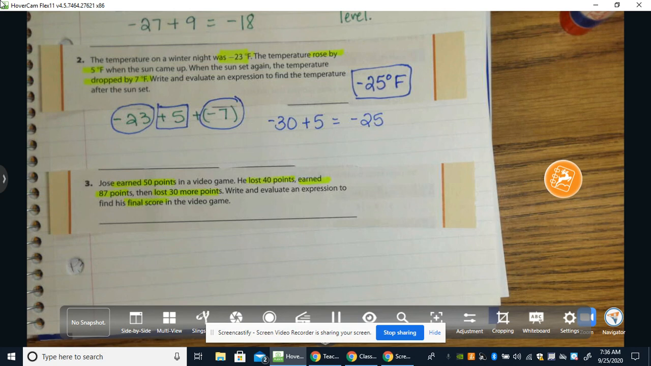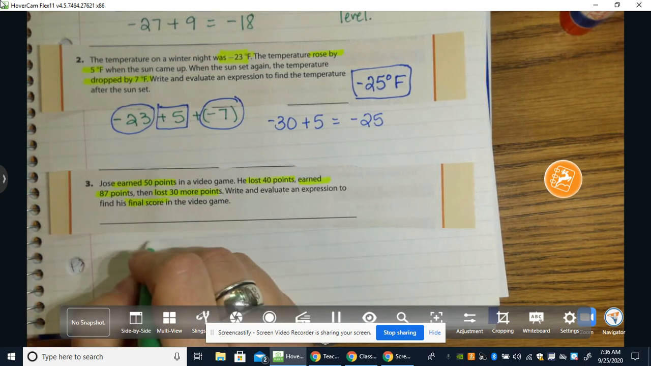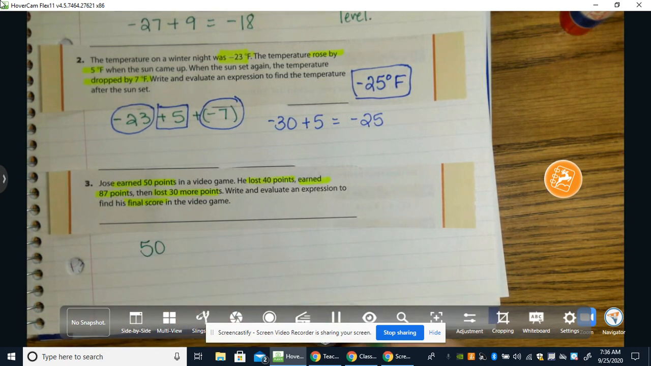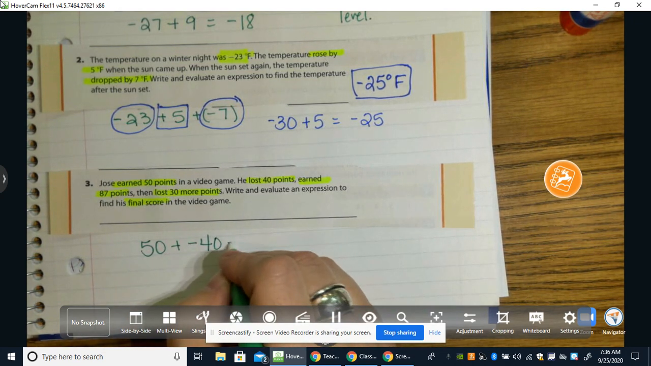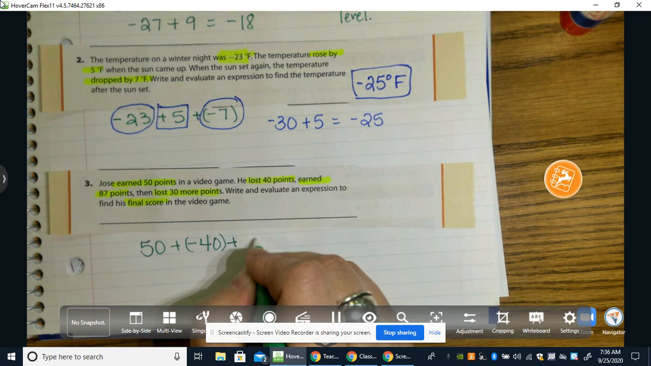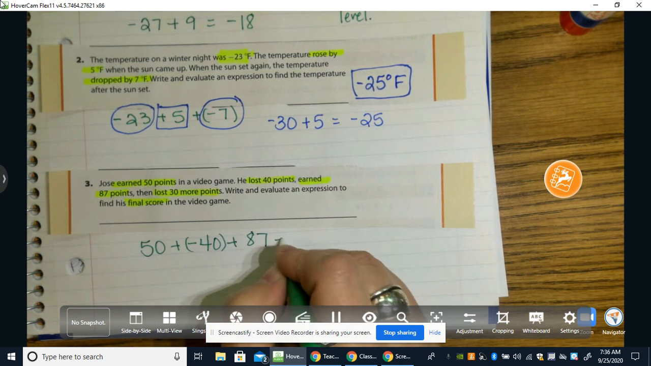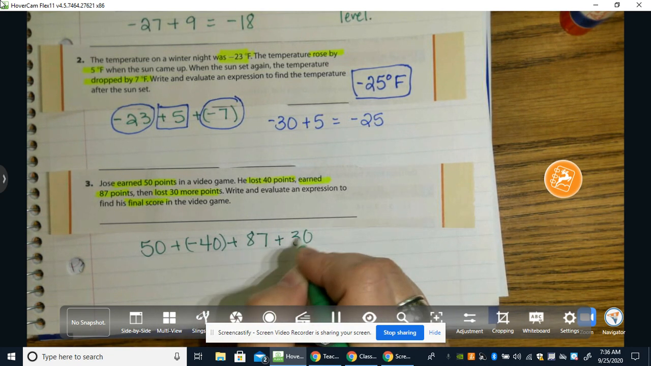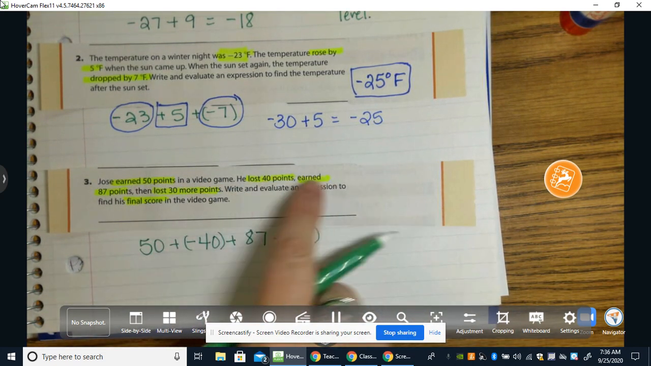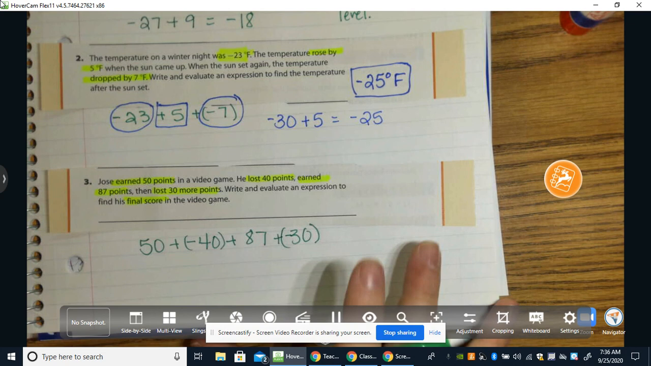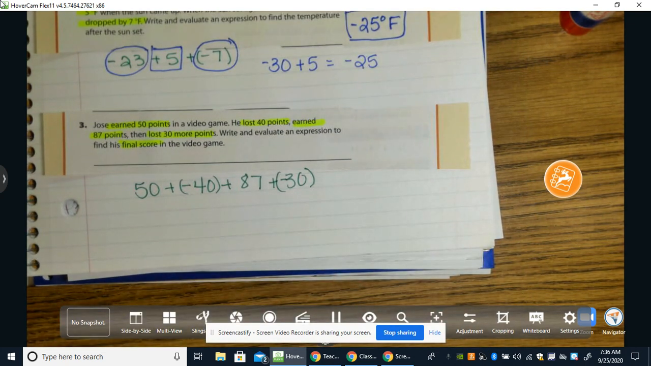So if we think of this as a timeline, he first started off with 50. He earned 50. Then he lost 40. He earned 87, and then lost 30 more. So 1, 2, 3, 4. My 4 terms are in there because he did it 4 times.